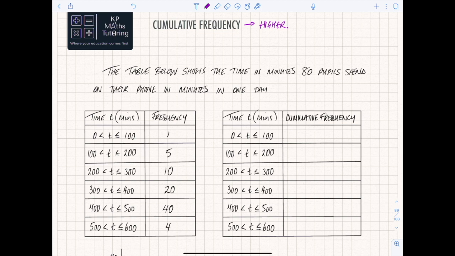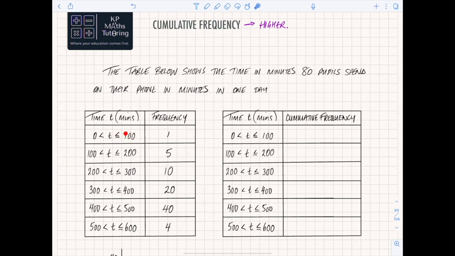So it says the table below shows the time in minutes that 80 pupils spend on their phone in one day. So what we're basically saying is we need to understand what this represents. What does this information show me? So we've got between 0 minutes, but this says less than or equal to 100 minutes. So if I was to spend 100 minutes on my phone in a day, I'd sit in this group. Okay, now it can't be this group because this says 100 is less than the time that I spend, but because this is equal to, it can be in this group. Okay, so anywhere between 0 minutes on my phone and 100 minutes means I fit into this group.